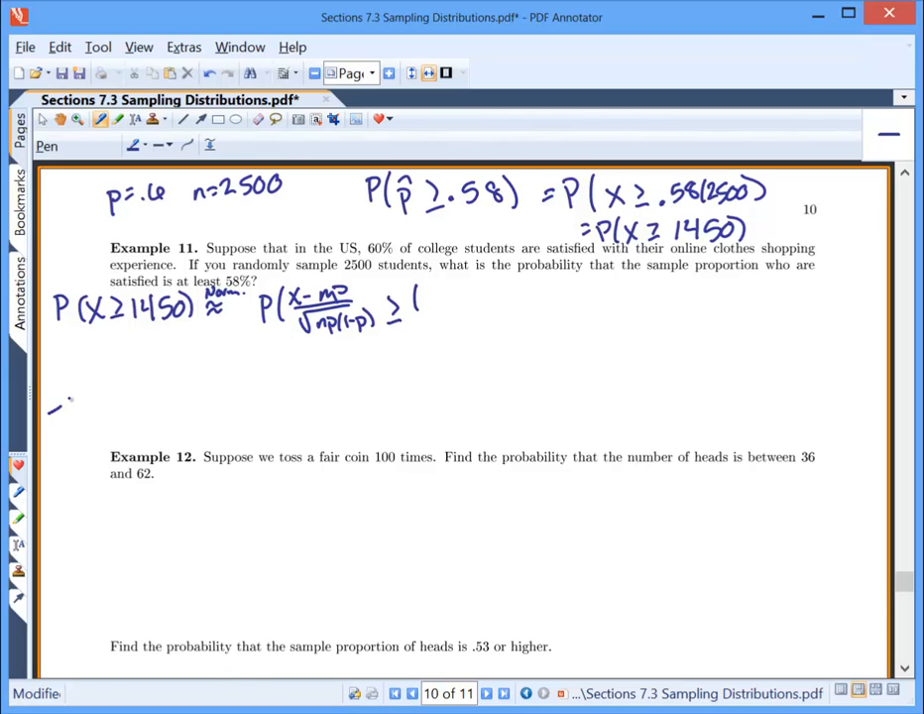Now remember, for your continuity correction, you just add or subtract 0.5 in order to try and make your area bigger. So we're looking for the area to the right, so I would actually subtract 0.5 to make that region just a little bit bigger. So it's 1450 minus 0.5 minus my n times p.